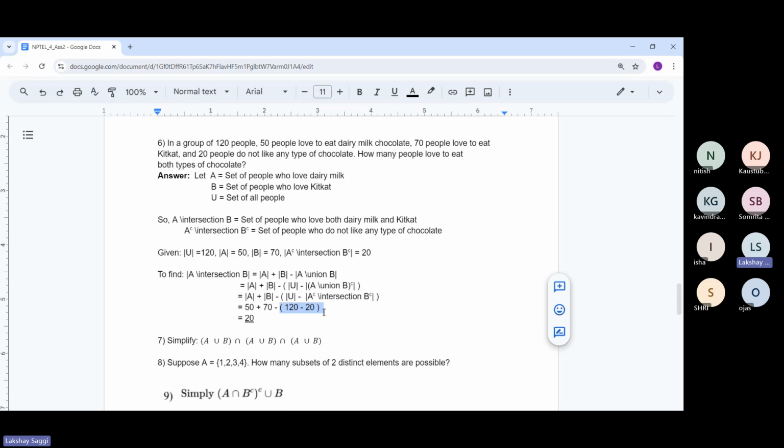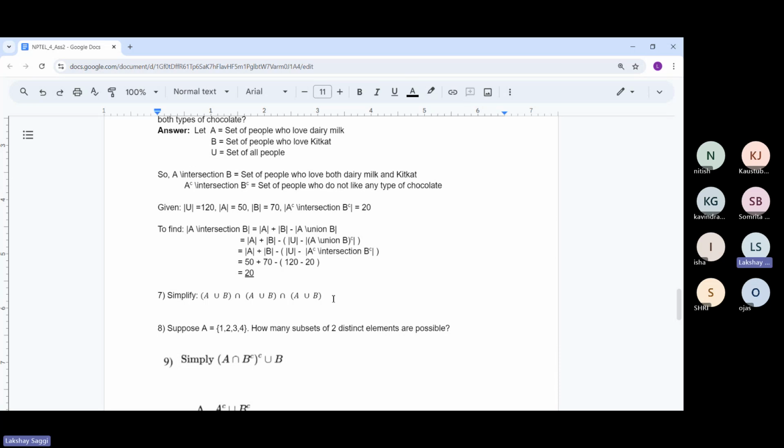Then we said that there are 50 who love Dairy Milk, 70 who love Kit Kat, and 100 total who love chocolate. So this extra 20 comes from here. Total 120 people, but there were only 100 people in this A union B. So these 20 people were because of this A intersection B, which we found from this formula, which is 20. So it's exactly what Ojas said, but in a more mathematical form. I've underlined this answer as the correct answer.